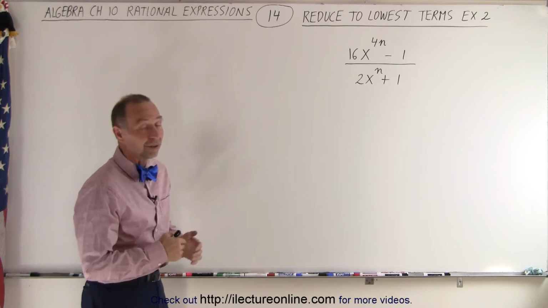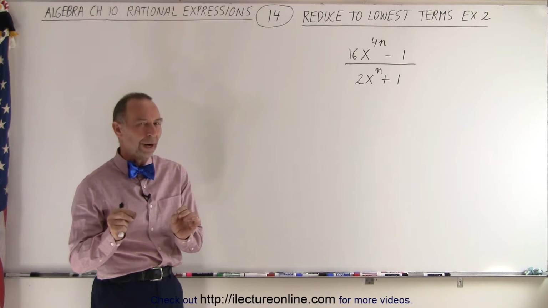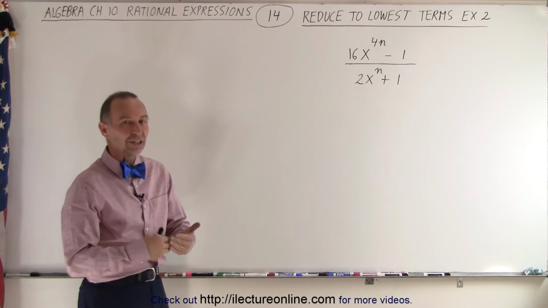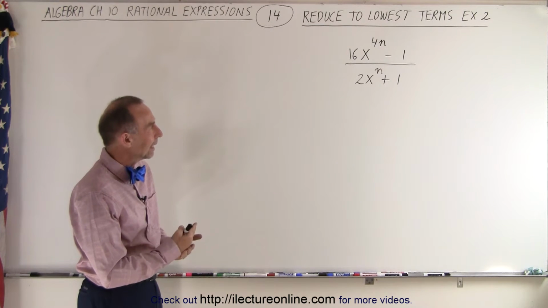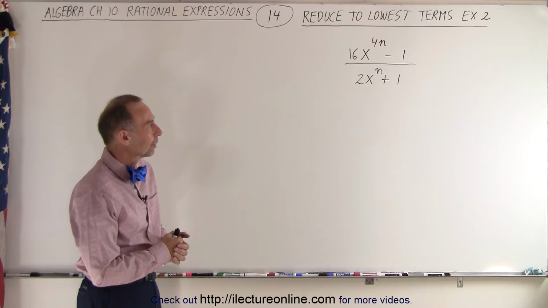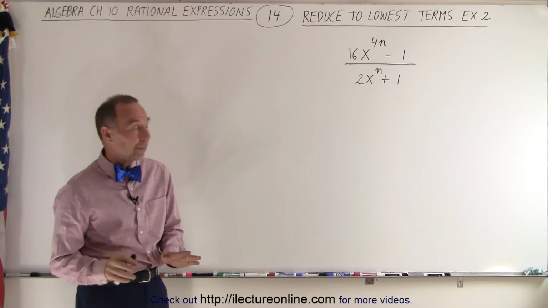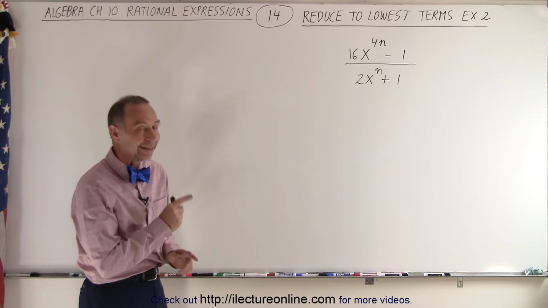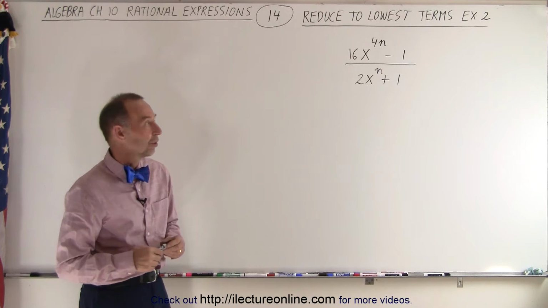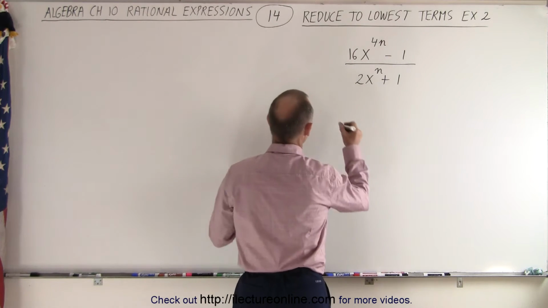Our next example is a little bit tricky. You need to be able to see right through this one. It's one of those general cases again where we see the letter n as one of the exponents. Now there isn't a lot we can do with the denominator, but in the numerator we should recognize that as a difference of squares, because what we can do here is write it as follows.